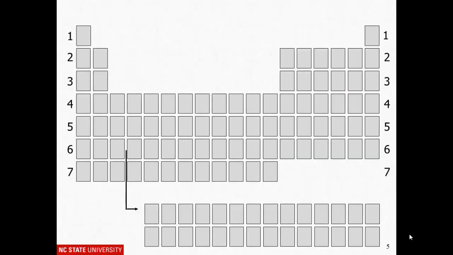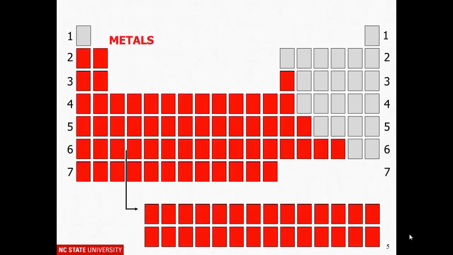Many students learn the properties of metals and nonmetals in middle school chemistry. For example, the metals are shiny solids, conduct electricity and heat, are malleable, and also ductile. These are shown in red to the left side of the periodic table. Nonmetals are gases or dull solids, do not conduct electricity or heat, and are brittle. These are shown in blue to the right of the periodic table.